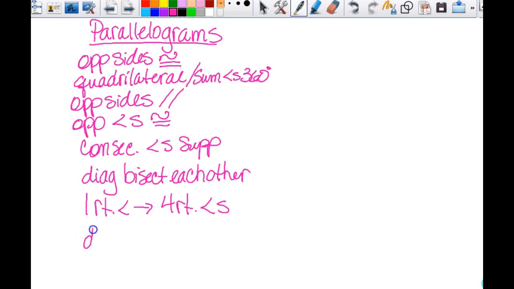Good. Diagonal divides it into 2 congruent triangles. Okay. Is there anything else missing? Well, yes, but no. It could just be a generic parallelogram. It doesn't have to be a square, rhombus, or rectangle. It could be just a parallelogram and not be any of those 3 special ones.